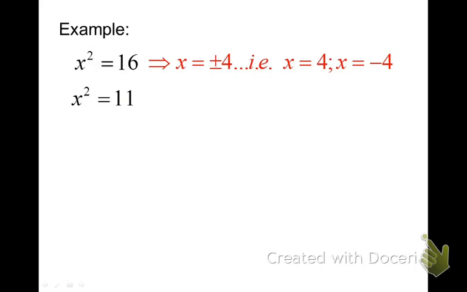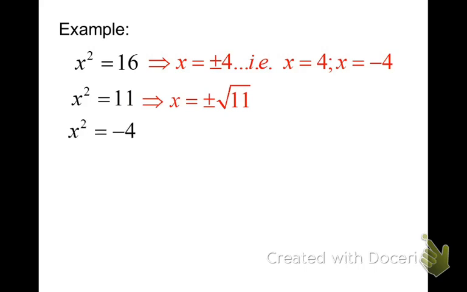Here's another one. When we solve this one, what's different is that 11 is not a perfect square. So we're going to come up with an answer that is not going to have integers in the solution. There aren't any factors of 11 other than 1 and 11. So the answer, plus or minus the square root of 11, is our solution.